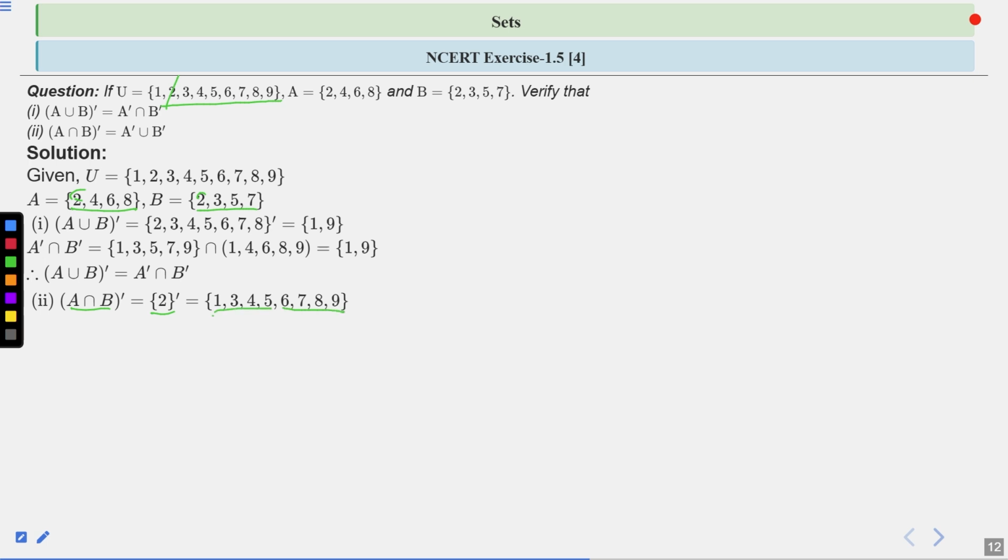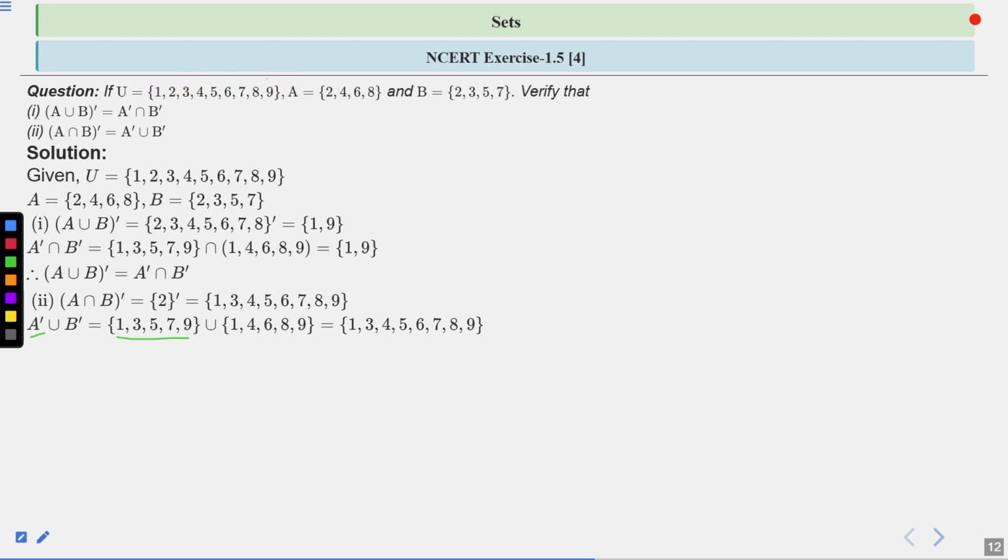Clear? Anybody facing any difficulty? So what about A intersection? Sorry, A complement union B complement. Very simple. Find out A complement. A complement is very simple. Eliminate all the elements which belong to A. So 2, 4, 6, 8. So the leftover collection will be your A complement set: 1, 3, 5, 7.